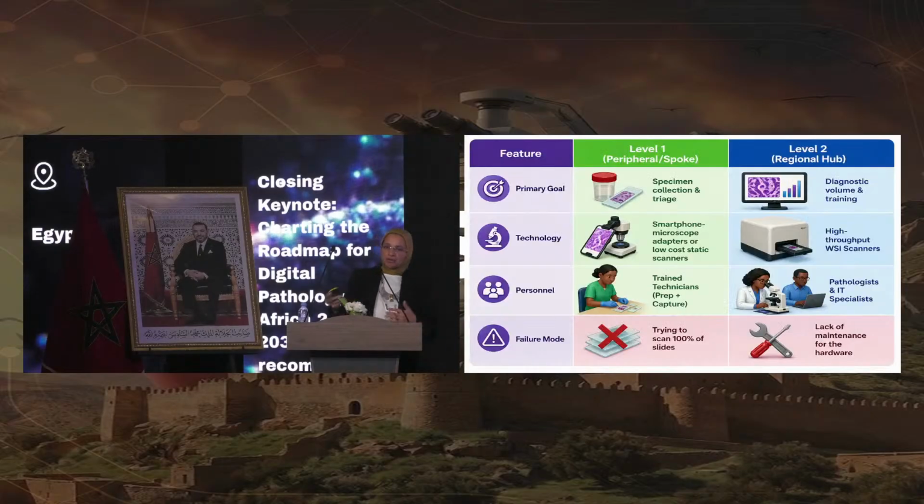So, to compare the peripheral sites and the regional hubs: in the peripheral sites, we care about specimen collection. In the regional hubs, we handle diagnostic volume and training. For technology, we use the simple approach with adapters, mobile phones and low-budget scanners, whereas the high-throughput whole slide imagers are in the regional hubs. In the villages and rural towns, there are technicians trained to prepare slides well and do image acquisition, whereas computer scientists and well-educated pathologists will be in the level 2 hubs. Where will people at peripheral sites fail if they attempt to scan everything? They will fail. And where will people at level 2 fail if they neglect maintenance? They will definitely fail.